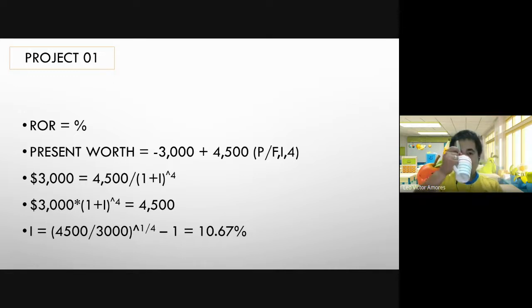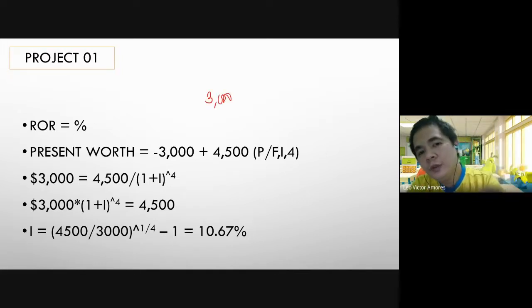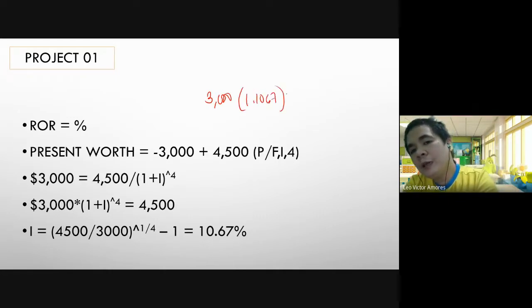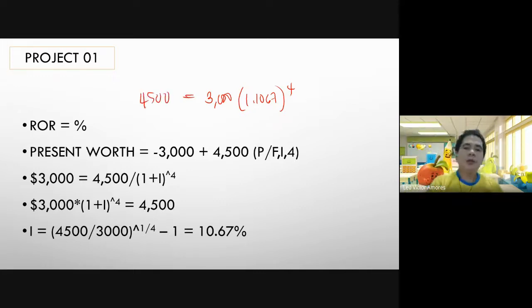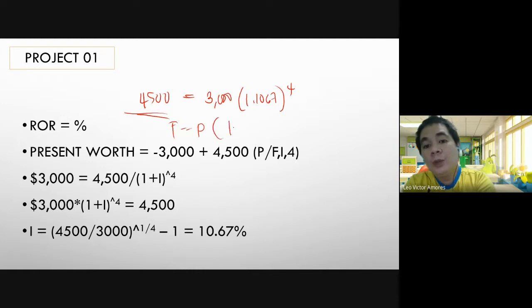Okay? So in other terms, if I invest 3,000 at 10.67 percent per year for 4 years, it should be equivalent to 4,500. That is 1.1067 to the exponent of 4 times 3,000. So that is equivalent to 4,500. Since we already know that F is equal to P times 1 plus I to the exponent of N.